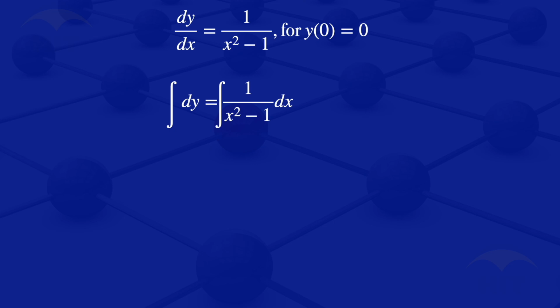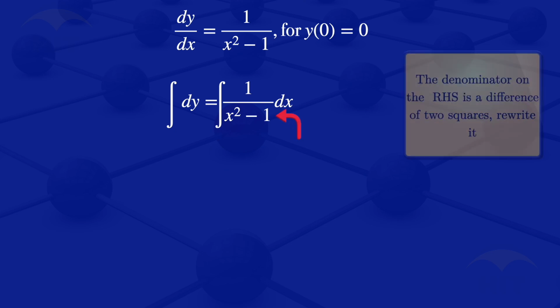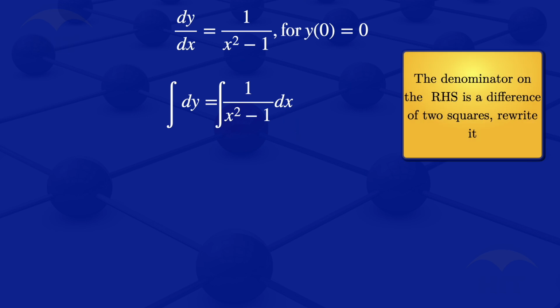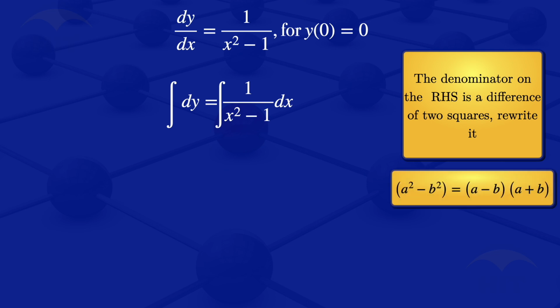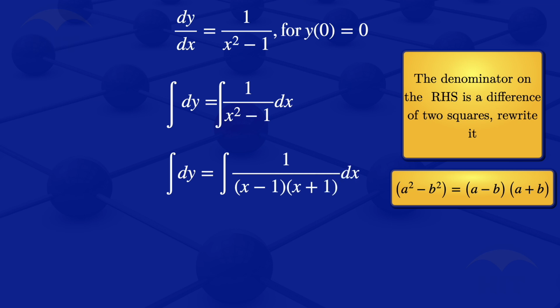But now when we look at the denominator, x squared minus 1, we see that this is a difference of two squares, so we can try to rewrite it. When you have a difference of two squares, a squared minus b squared equals a minus b multiplied by a plus b. In this case we have a 1 here, which is 1 squared, so it's x squared minus 1 squared. So using the difference of two squares, our right hand side becomes the integral of 1 divided by x minus 1 multiplied by x plus 1 with respect to x.